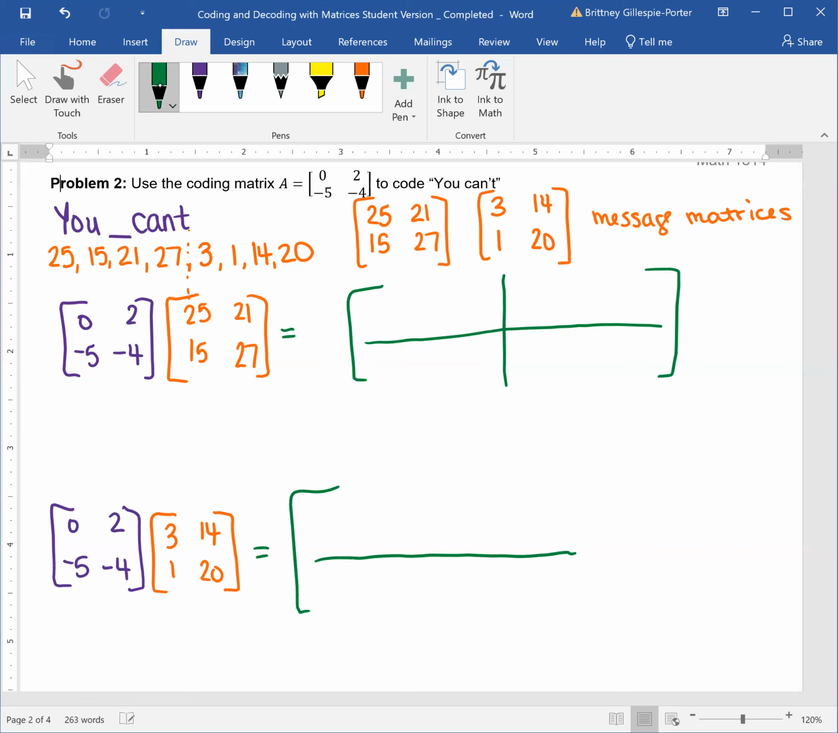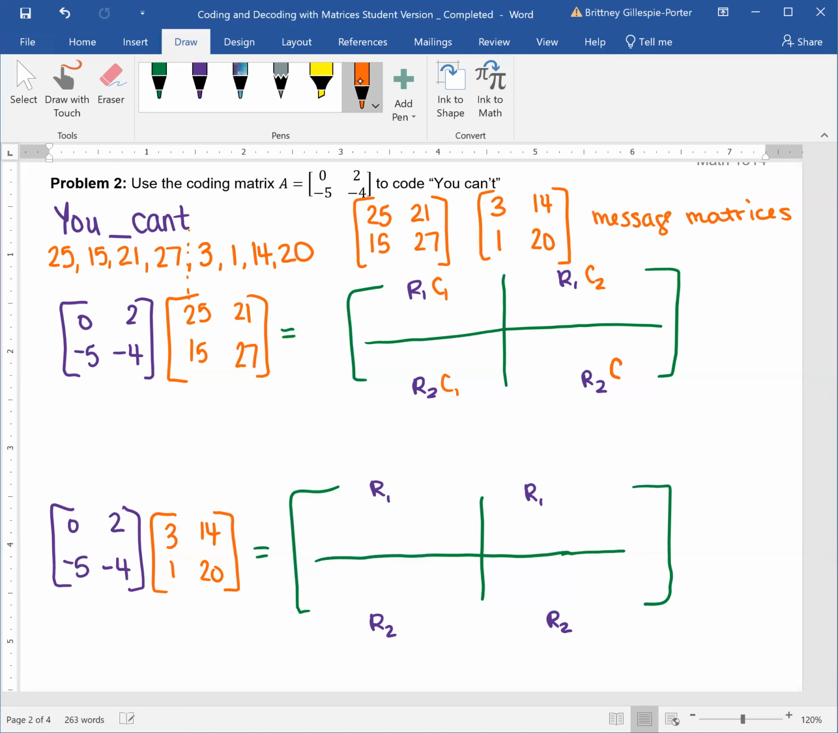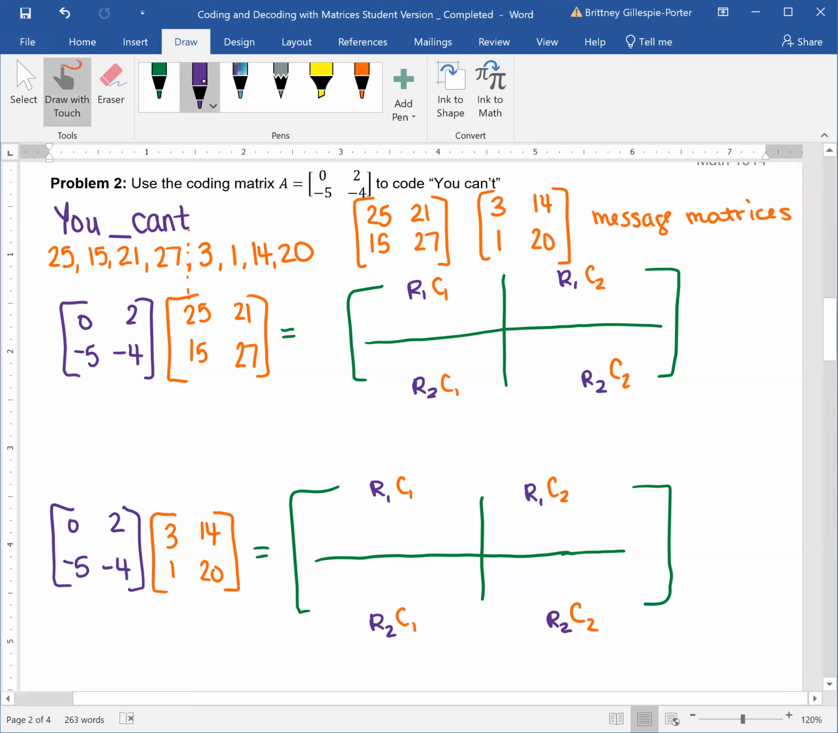So I'm going to go ahead and get my work matrices ready. And remember, top is going to be row 1. Bottom is going to be row 2. I'm just going to go ahead and set that up for both of these. And then we have column 1, column 2. And remember, you don't have to do your multiplication this way. It is just designed to try to help keep things organized for you.